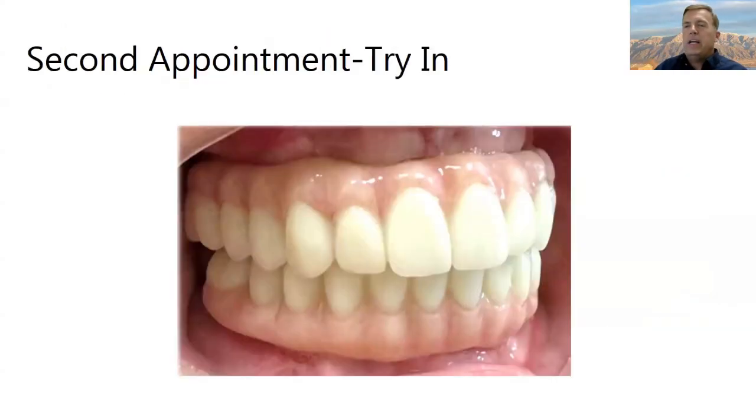So you bring the patient in and you're going to do the try-in. This is an appointment where you need to be really, really picky, because in the laboratory, our goal is to duplicate this in a high-strength material. So your first step is you're going to take the provisional out and clean it, and then you're going to do a one-screw test to make sure it seats passively.